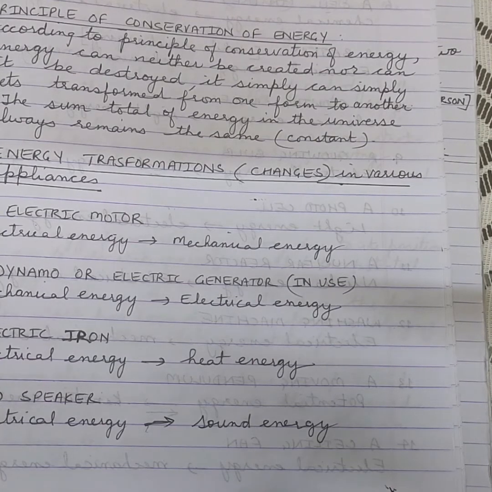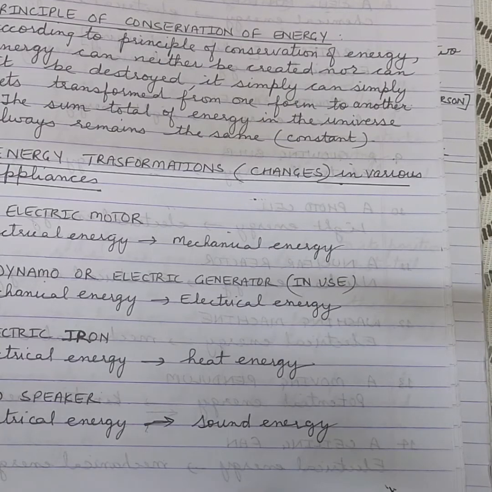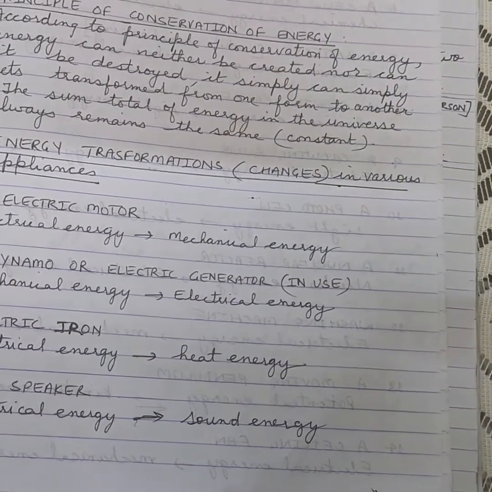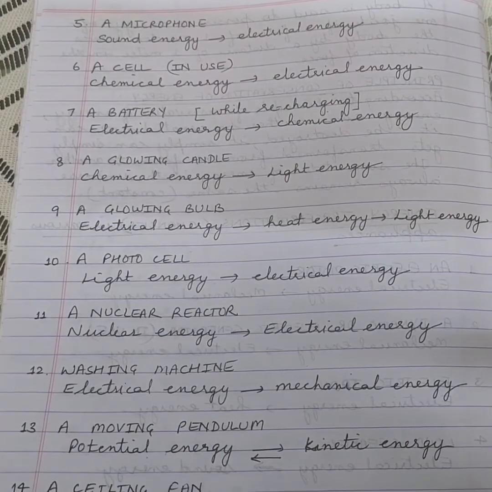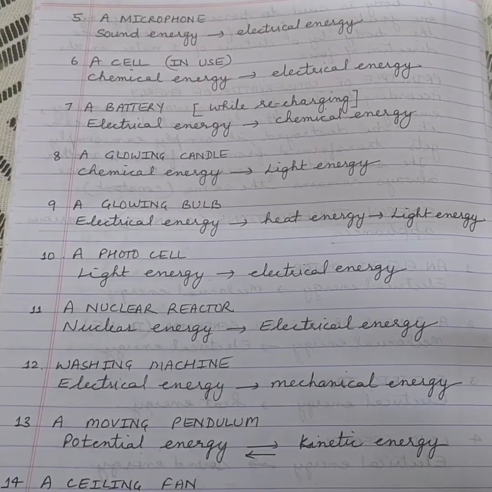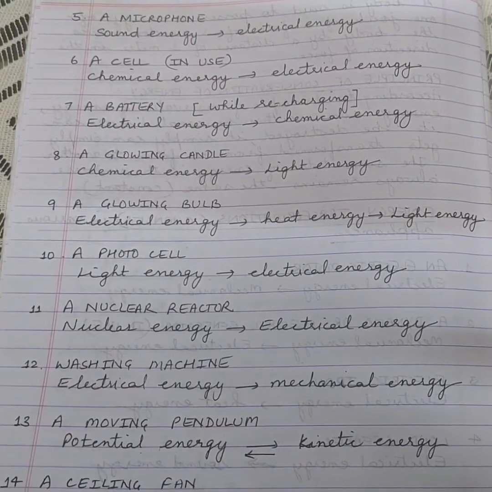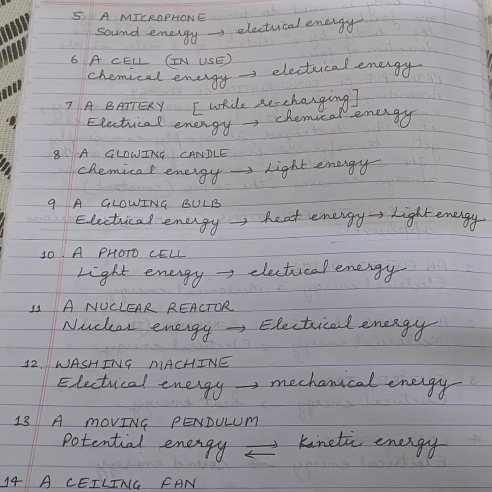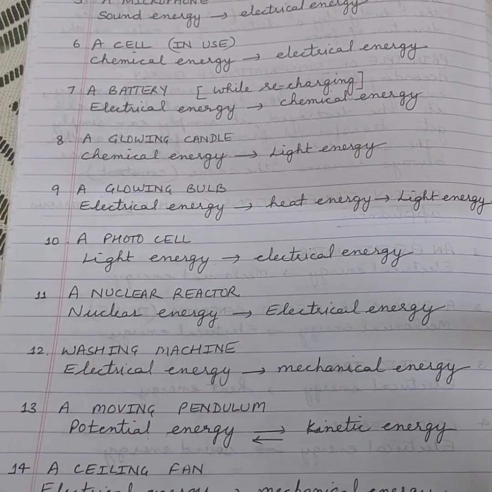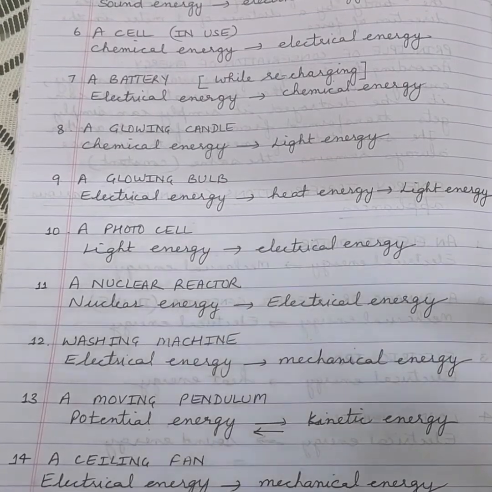If the appliance given is an electric iron, then the energy change will be electrical energy to heat energy. In a loudspeaker, it will be electrical energy to sound energy. In a microphone, the sound energy will be changing to electrical energy. It will be the reverse of a loudspeaker. In a cell, in use, the chemical energy will be changing to electrical energy.